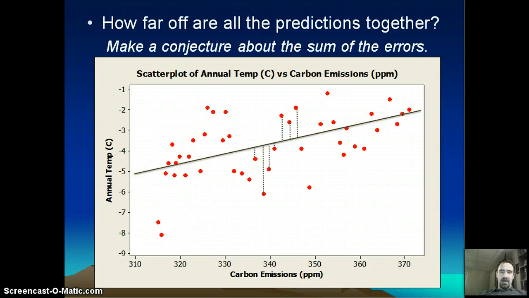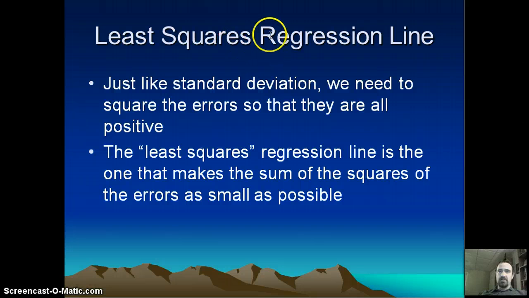And so that's why we call the best fit regression line, in some sense the model that reduces all that error as much as possible, we call it the least squares. Because we don't just try and reduce the error, we reduce the squares of the error. Just like standard deviation, we needed to square the errors so that they were all positive. We do the same kind of thing here. The least squares regression line is the one that makes the sum of all the squares of the errors as small as possible. And so that's the line that we use to model the data.